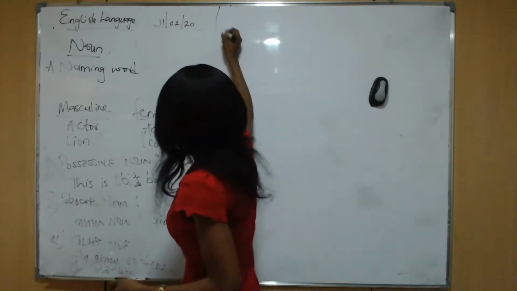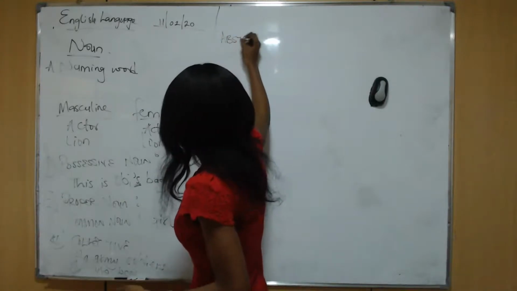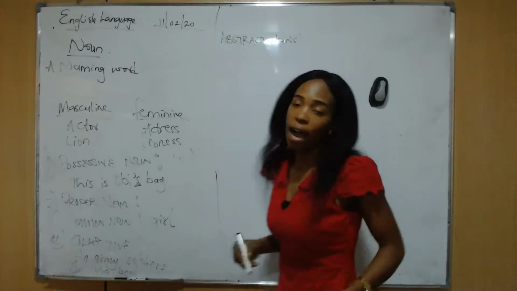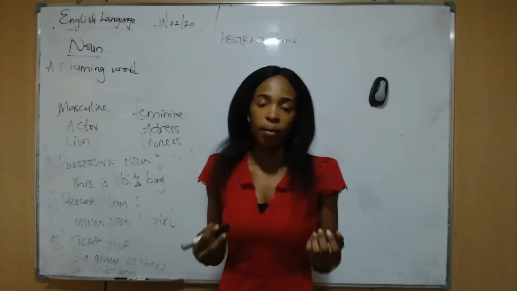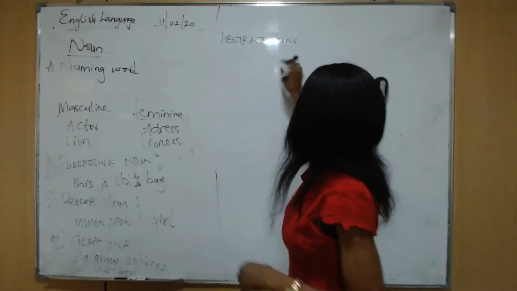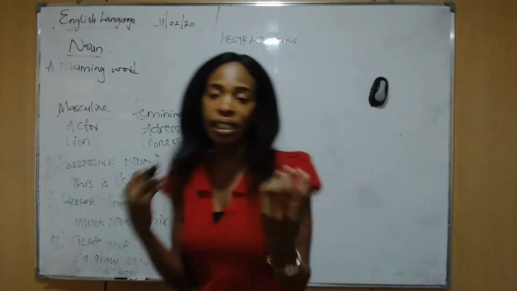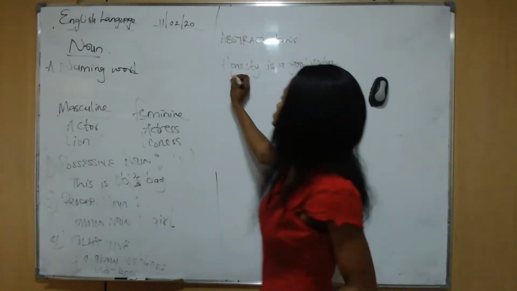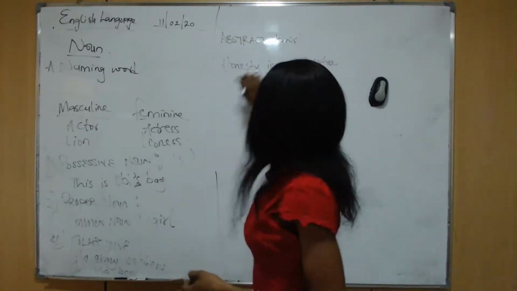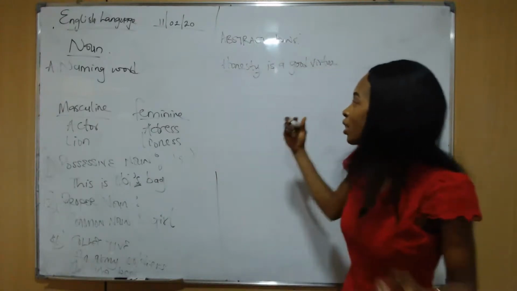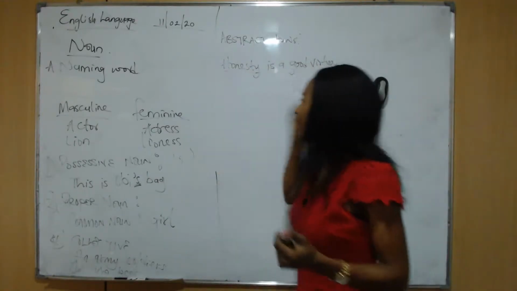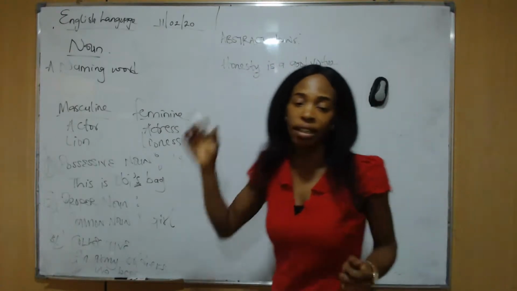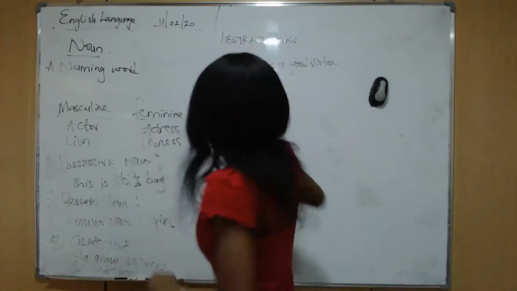Lastly, we have what we call abstract nouns. Abstract nouns, they are nouns that relate to what? To the mind. You can't see them, you can't feel them, but you know they exist. For example, the word honesty is a noun, it's an abstract noun. You can't see it, you can't feel it, you can't hear it, but you know there's something called what? Honesty. It's an idea. It occurs to the mind.